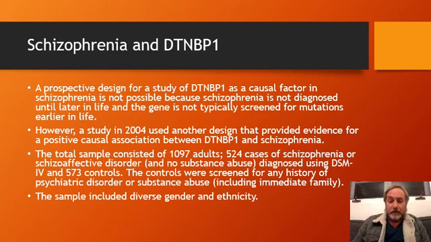So they sampled 1,097 adults: 524 cases of schizophrenia or schizoaffective disorder, slightly different diagnoses, and they made sure to choose people without a history of substance abuse using DSM-4, and then 573 controls. The controls were themselves screened for any history of psychiatric disorder or substance abuse, to make sure that they are, in fact, controls. They used a diverse sample of different genders and ethnicities.